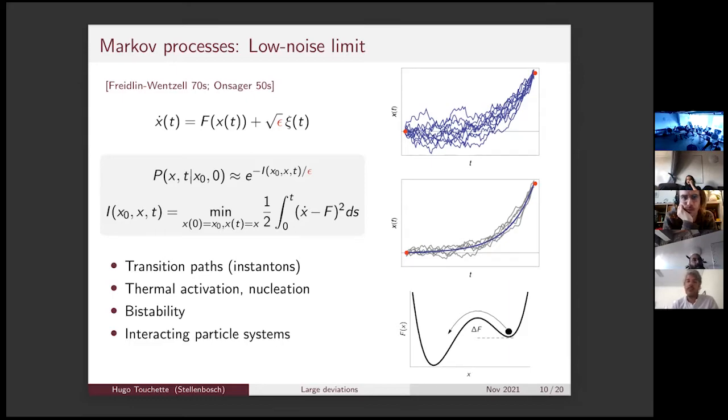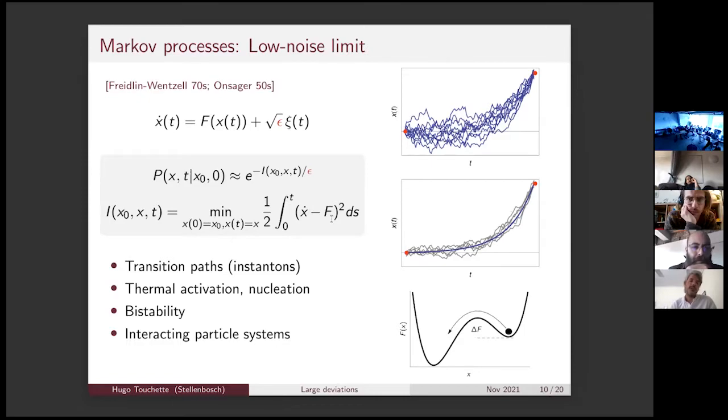For finite noise power, you might have many trajectories going from one point to another, but as you decrease the noise to zero, most of the trajectories will follow a kind of path which is related to the differential equation. We call this path the transition path or the instanton, and you can get that path by minimizing some action. Here, this is a rate function in the limit where epsilon goes to zero, and the rate function we know we can calculate from a variational principle.